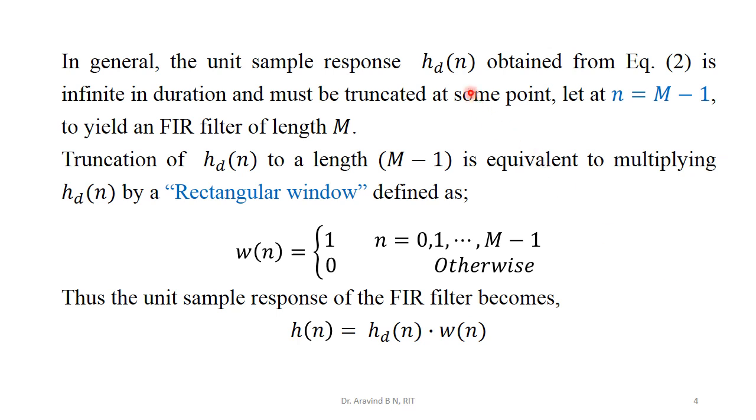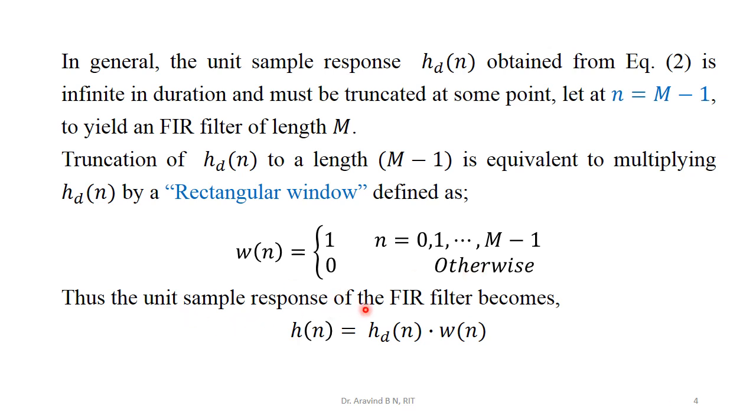Now let us identify the HD of N from equation 2. This HD of N can be truncated for a finite duration by defining the length N equal to M minus 1. Truncating HD of N to the finite length M minus 1 is nothing but multiplying HD of N by a rectangular window. Now what is this rectangular window? This rectangular window is defined by the expression W of N equal to 1 for all the values of N ranging from 0 to M minus 1, and 0 otherwise.